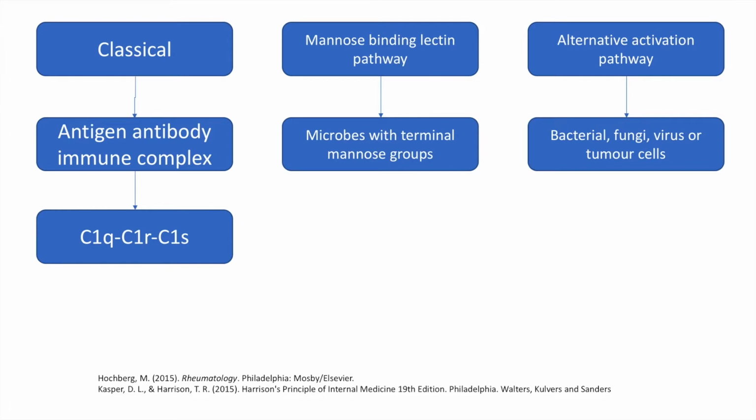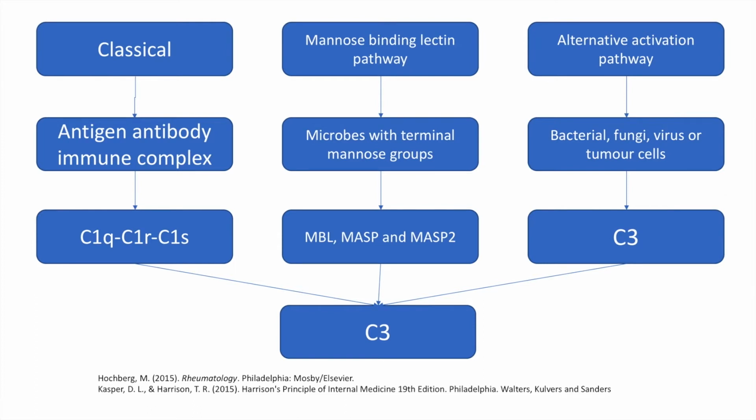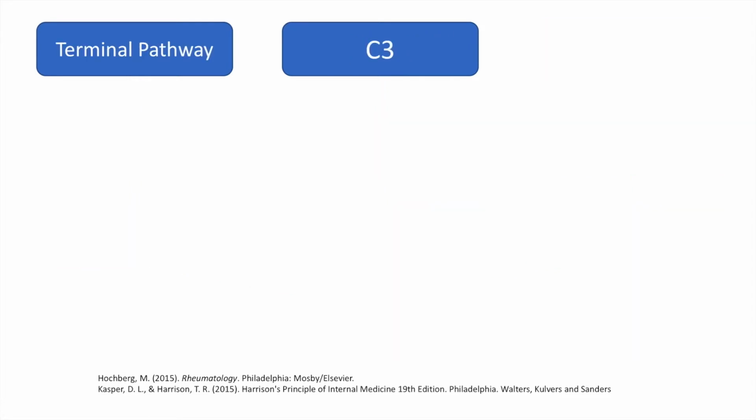Classical pathway proceeds through C1q, C1r, and C1s. The MBL pathway proceeds through MASP1 and MASP2, which is mannose-associated serine protease 1 and mannose-associated serine protease 2. On the other hand, the alternative activation pathway proceeds through an opsonin called C3. It is the C3 which is left on the surface of antigens to make it more susceptible to phagocytosis. All three pathways eventually converge on this common molecule, which is C3.